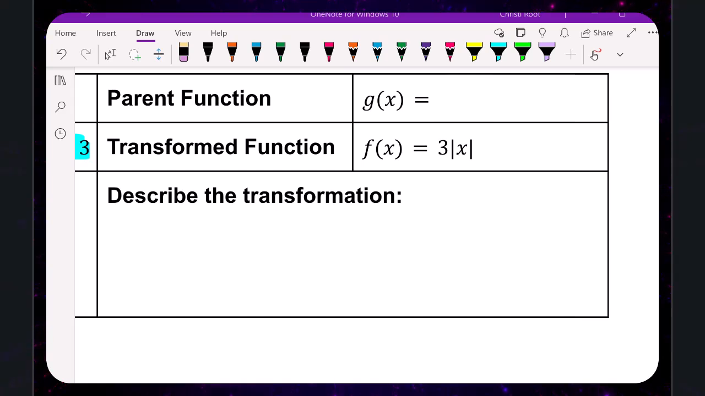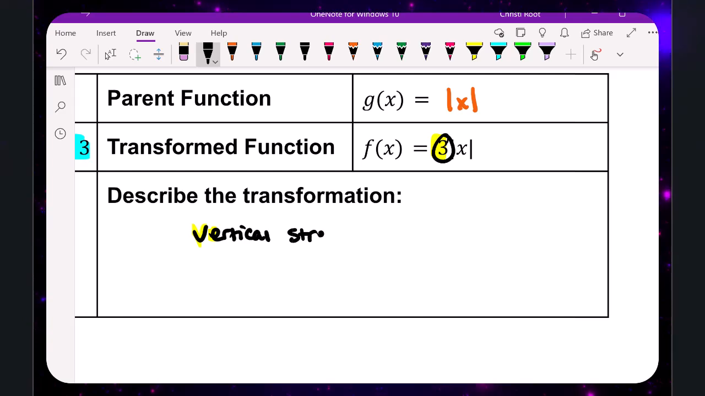All right, this is the last one of the table. I'm going to try to figure out the original parent function, and I see absolute value bars in here. So it started out as the absolute value of x. It looks like there's only one change though. It's been multiplied by 3. So that 3 is on the outside. If I'm multiplying by 3, it either stretches or shrinks it. I know it's going to be a vertical change, but that 3 is greater than 1. So if you multiply by something greater than 1, it's going to stretch it by a factor of 3.